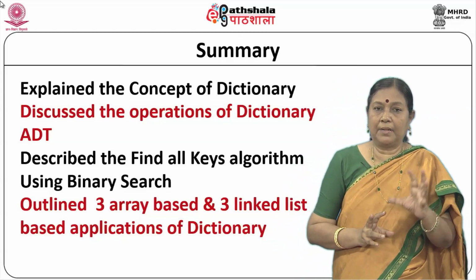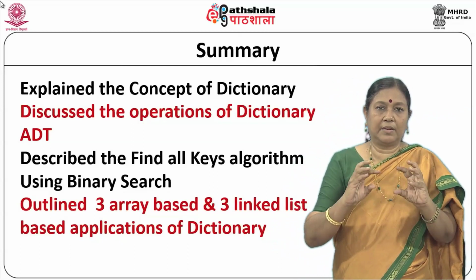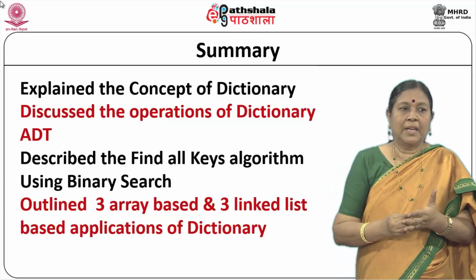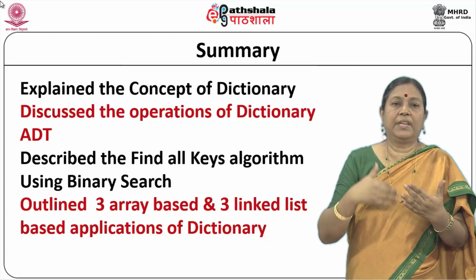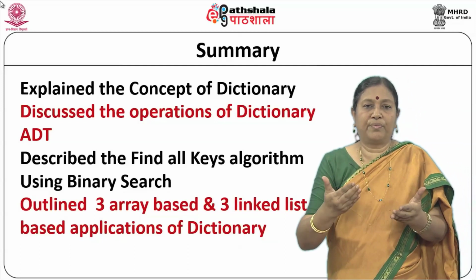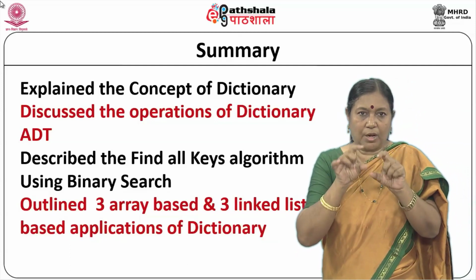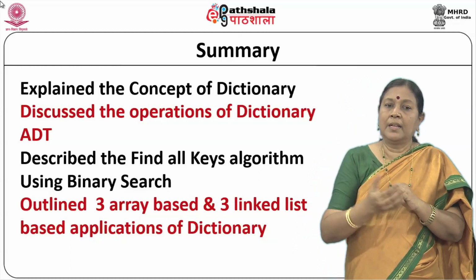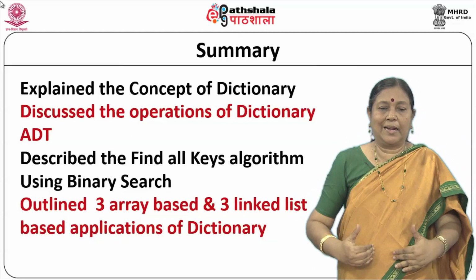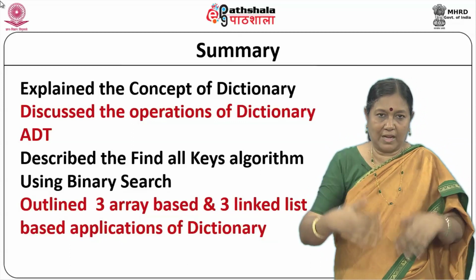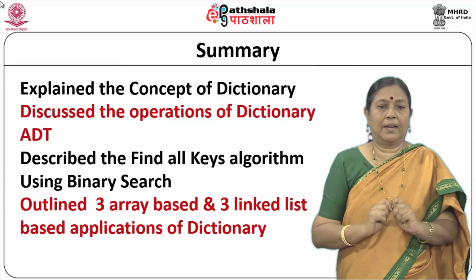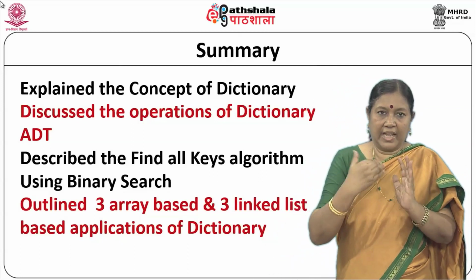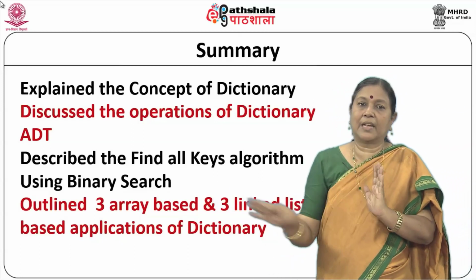But the 3 implementations were as follows. We had a composite object which consisted of the key and the value, and that composite entry will be the element in the array. The second one, we used 2 different parallel arrays, one for the search key and one for the value. The third one was a 2-dimensional array, where the first row consisted of the key and the second row consisted of the value.